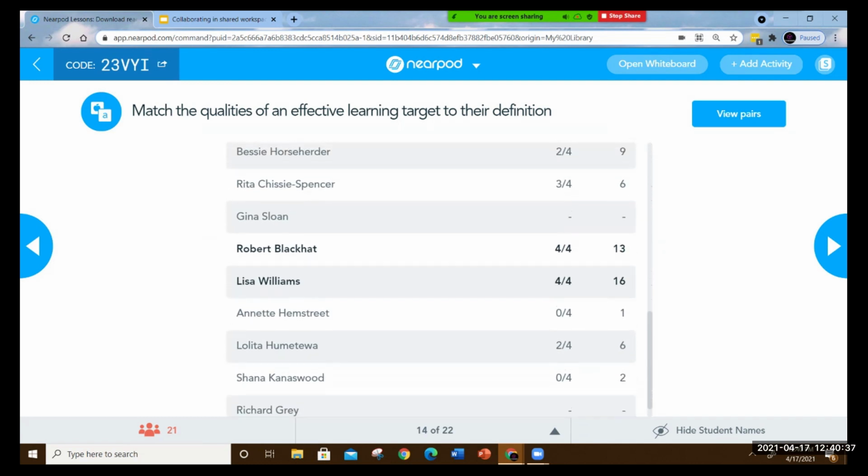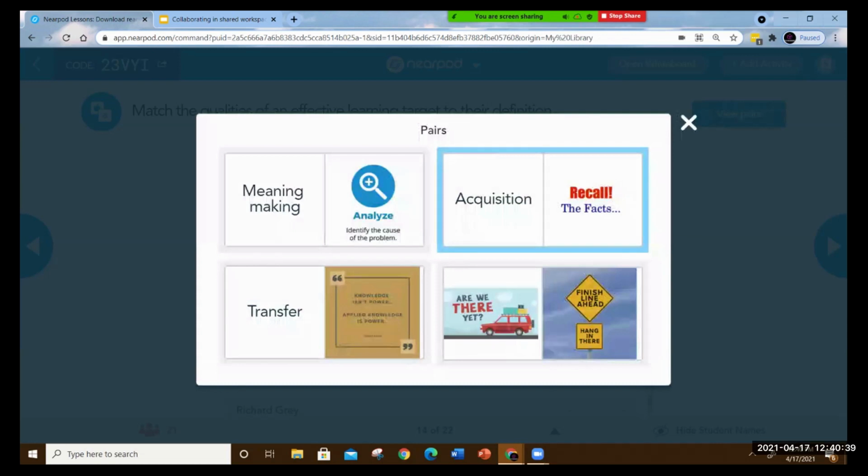Oh, okay, Annette. So what you're doing is you're looking at the pairs and you're going to match the picture to the definition. For example, when it says meaning making, that means analyzing, right? I'm making meaning because I'm identifying the cause of a problem. So I would match that. Okay. Got it? All right.